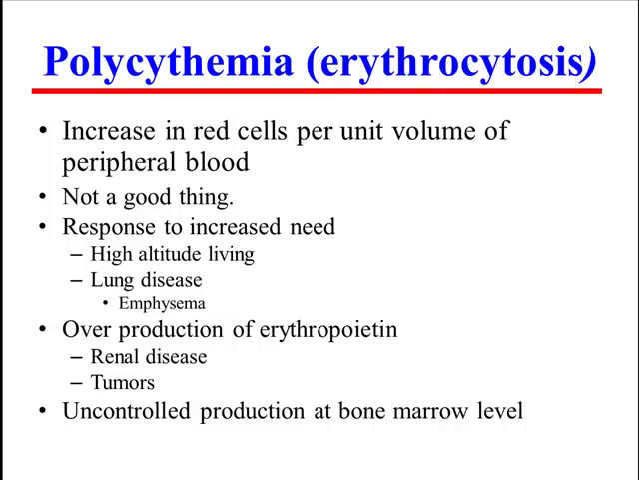And also it could be caused by overproduction of erythropoietin in diseases such as renal diseases, or in cases where there are tumors. And usually this uncontrolled production is at the level of the bone marrow. Okay, so that's all I have for the red blood cells, and then we'll move into the disorders of the white blood cells.